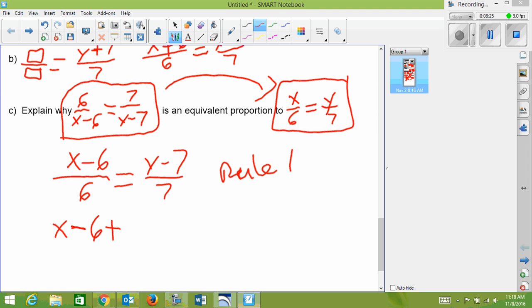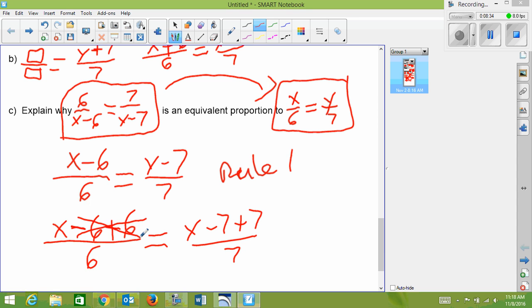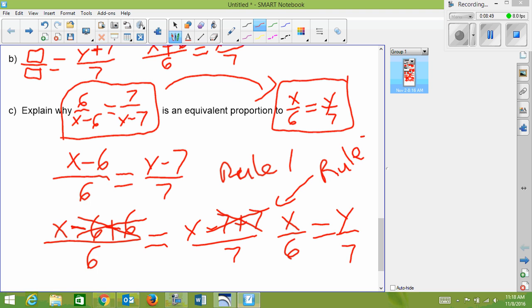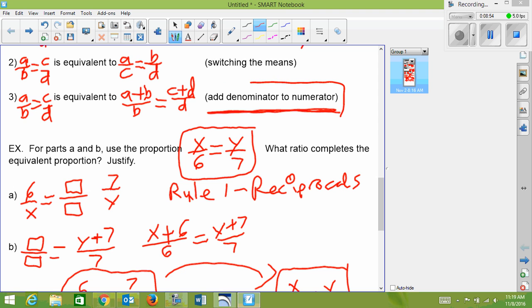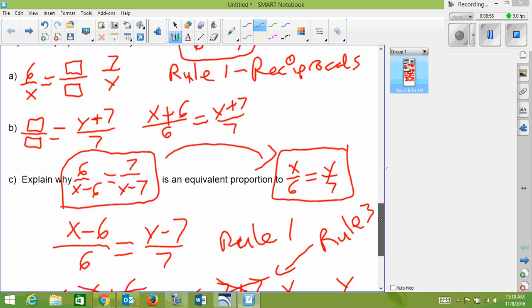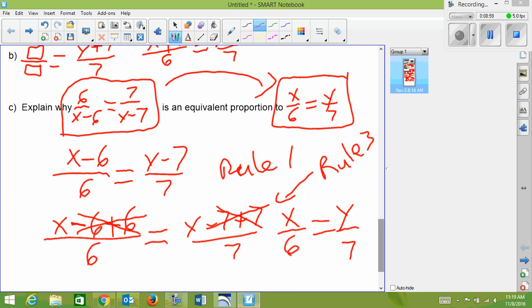So if I have x minus 6 and then I add the bottom to it, which is plus 6, then I have the over 6, I have the y minus 7 plus 7 over 7. Minus 6 plus 6 cancels, minus 7 plus 7 cancels. So what do I have left? I have x over 6 equals y over 7. So what did I use to do that one? To do this step right here, I used rule 3, which was this one, adding the denominator to the numerator to be able to go through and solve that.